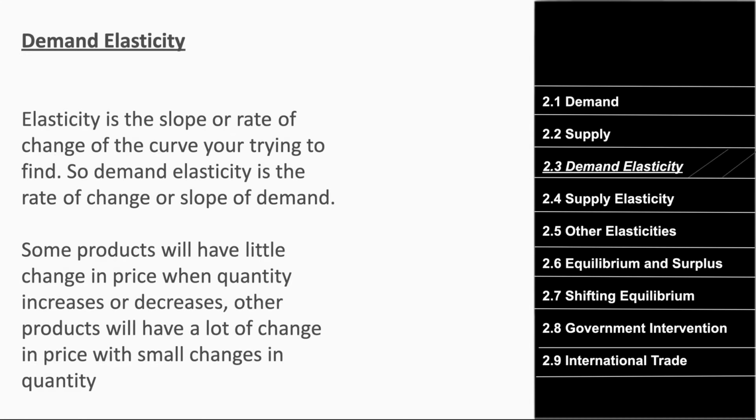So now we have demand elasticity. Elasticity is basically the slope or rate of change of the curve you're trying to find. So demand elasticity is the rate of change of the slope of demand. Some products have little change in prices when quantity increases or decreases. Others have a lot of change in price with small changes in quantity.